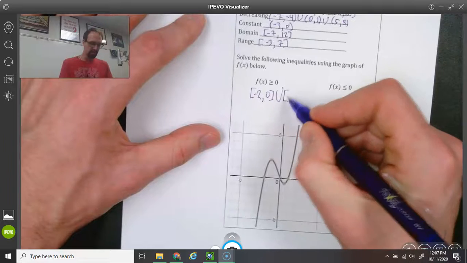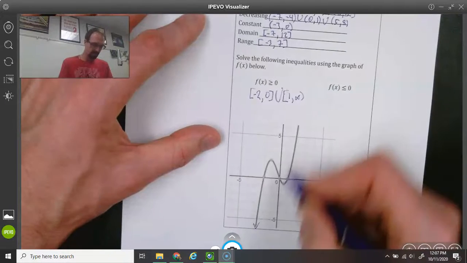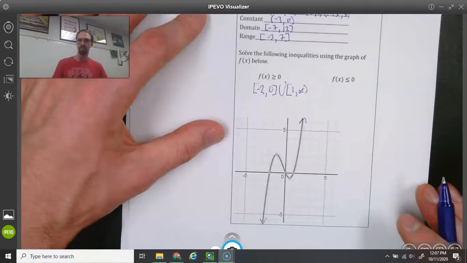Union, and then also here, that's 1 all the way to infinity. And we're going to assume that these go on. I went ahead and drew arrows just to show.